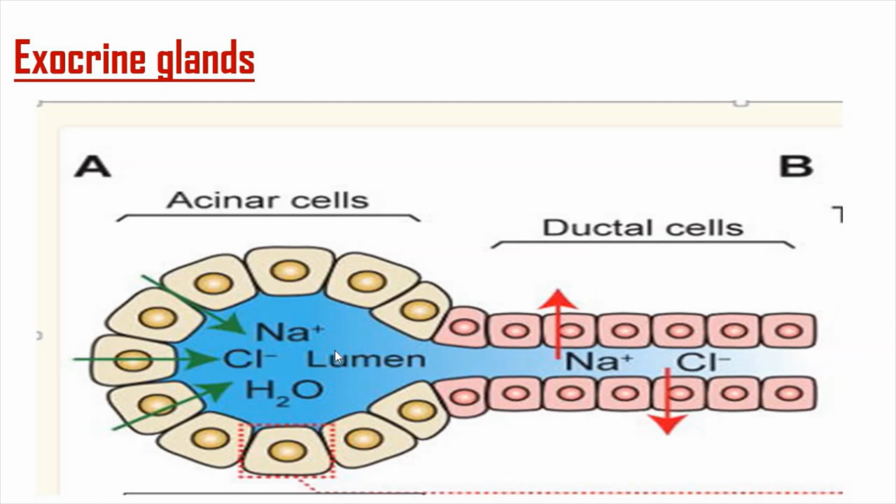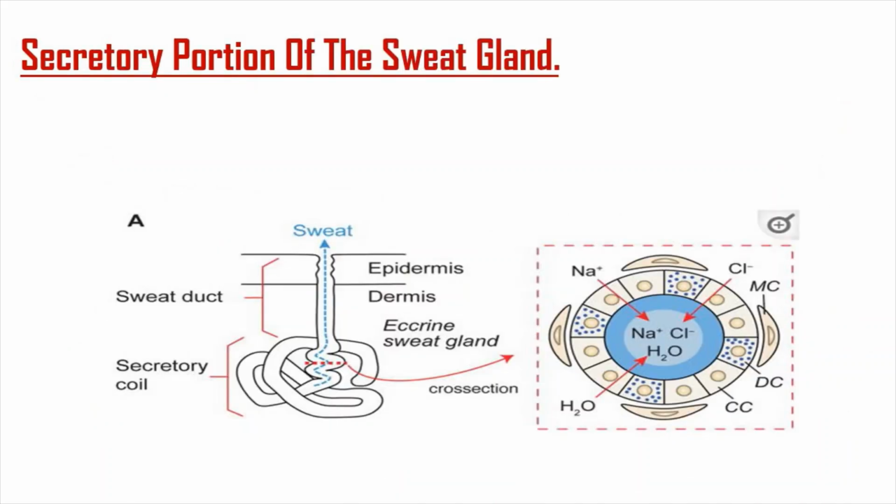And after they are produced from the acini cells, the product of the glands is going to go through the conducting system, through the ductal cells, and it will reach the surface epithelia of the cells where it is going. The secretory portion of the sweat gland is this one here. And it is coiled, as you can see. So we say it is a simple coiled gland. This is the conducting portion, and then this is the secretory portion.